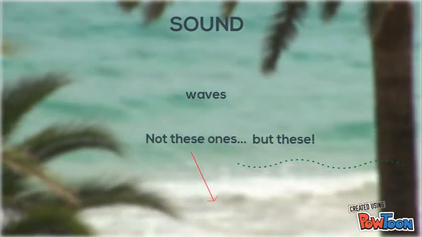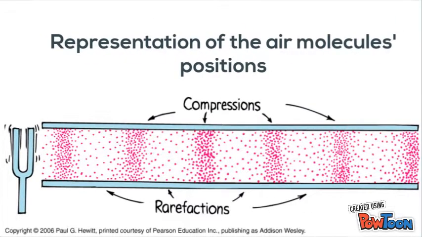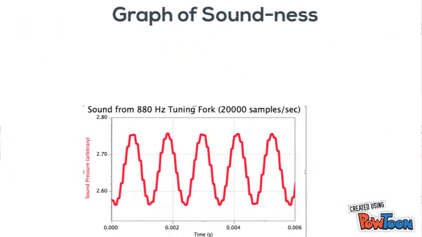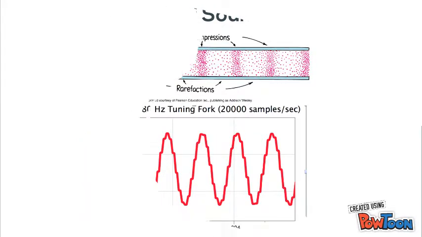Think of it this way. So you hit a tuning fork and it causes waves in the air. Compressions are areas with a higher air pressure, and rarefactions are areas with a low pressure. This is interpreted into a graph. This graph represents the sound made by a constant tone, such as the sound created by the aforementioned tuning fork. Notice how the compressions and rarefactions line up with the peaks and valleys of the graph.